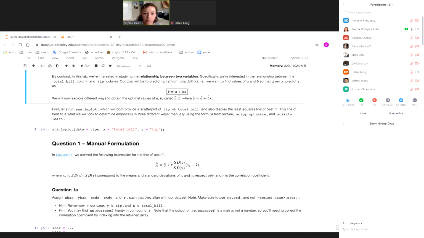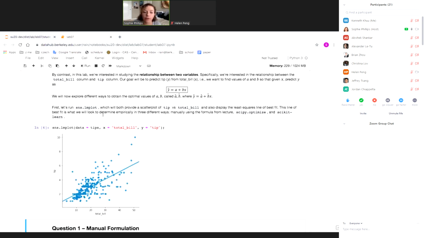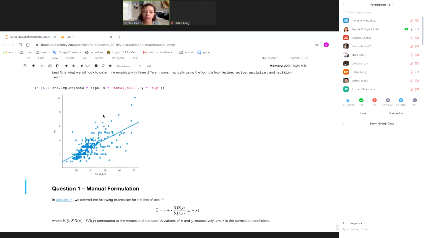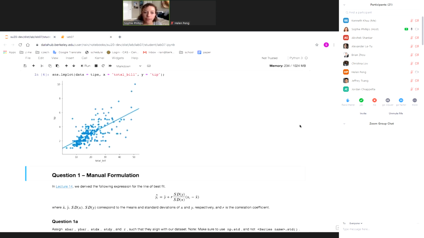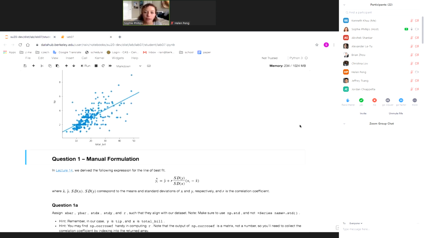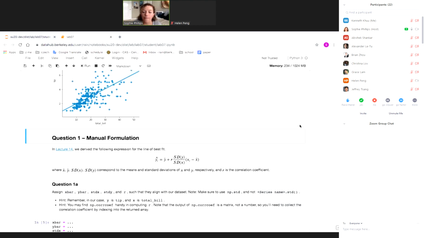So the first method we'll look at is lmplot. Seaborn has this function lmplot. It plots a scatter plot of the 2 variables, and it also visualizes the least squares regression line between the 2 variables. Now this is really simple and does it automatically, but let's start with question 1, where we're going to manually fit this.